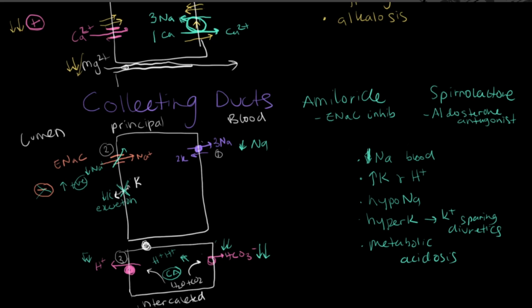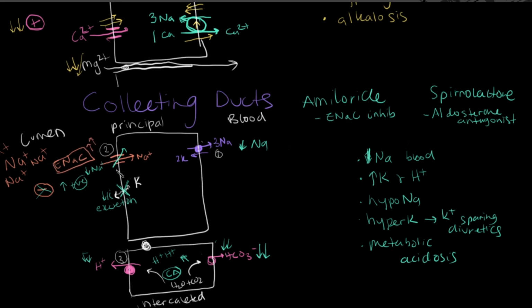So earlier I promised that I would talk about how loop and thiazide diuretics actually cause a hypokalemia and an alkalosis, and the reason why is the collecting ducts. So loop and thiazide diuretics, if you remember, they cause sodium excretion. And so what happens is that there is increased sodium delivery to the collecting ducts. So there's more sodium in the lumen here. And what this does is it actually stimulates ENaC activity because of this extra sodium.